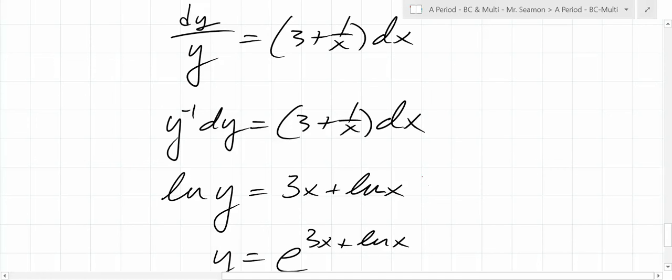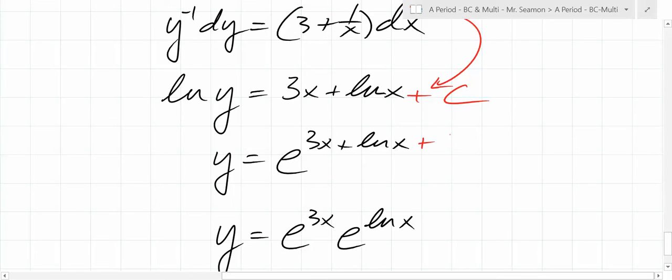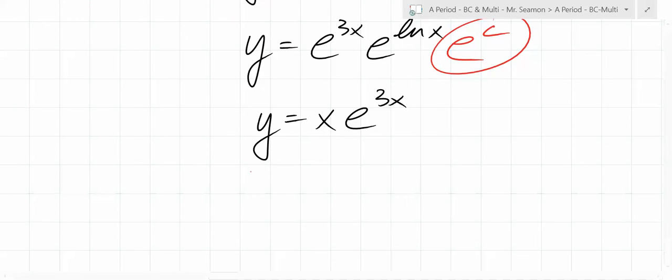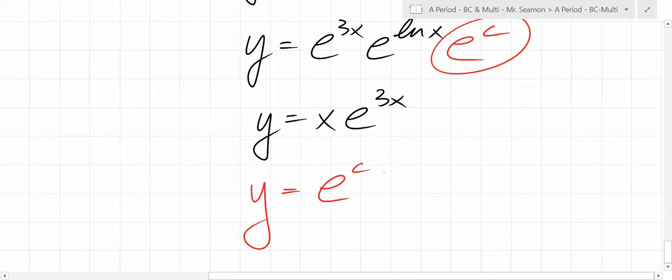When you anti-differentiated right there, correct? So you end up with a plus what? C. So you end up with a plus C, so you end up with e to the C, right? So this right here is a constant, correct? So what we really have here is y equals big A, exactly. You could call it A if you wanted to. Absolutely. So A x e to the what?